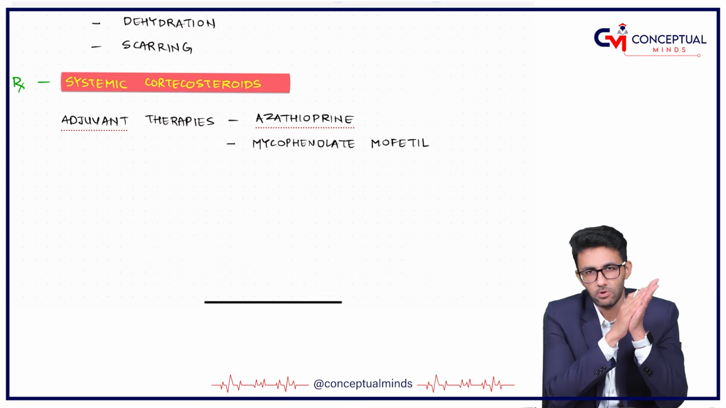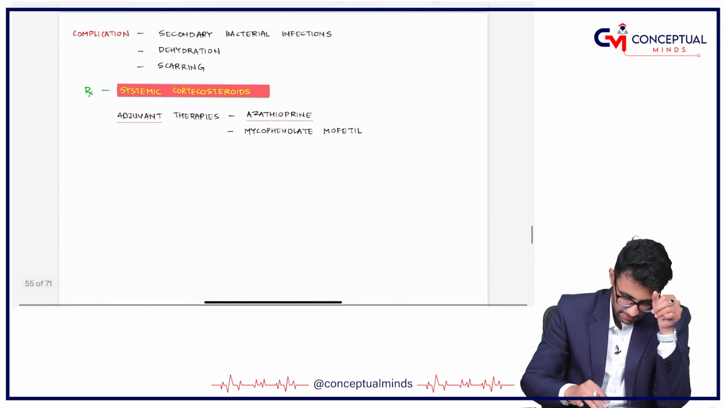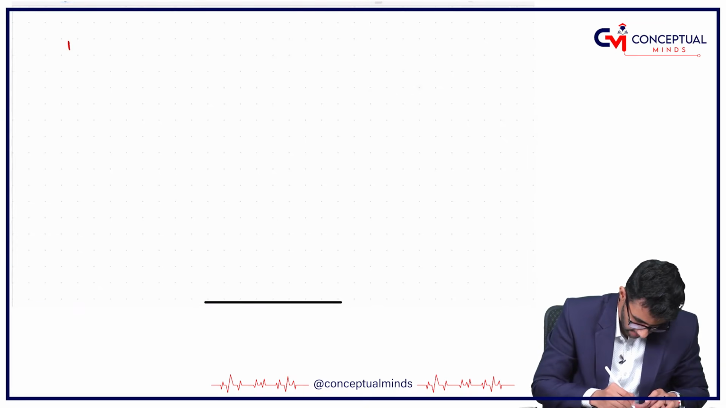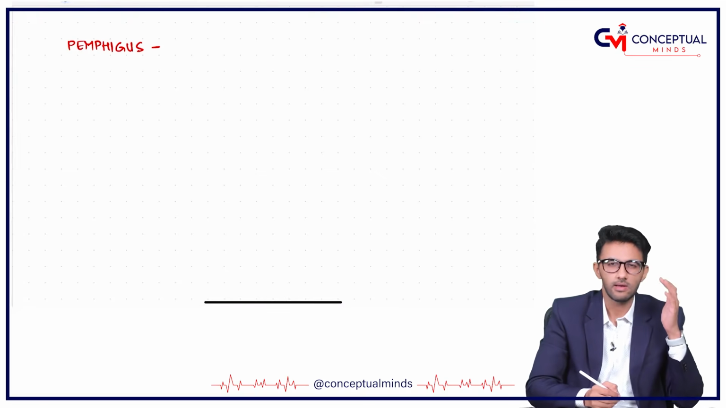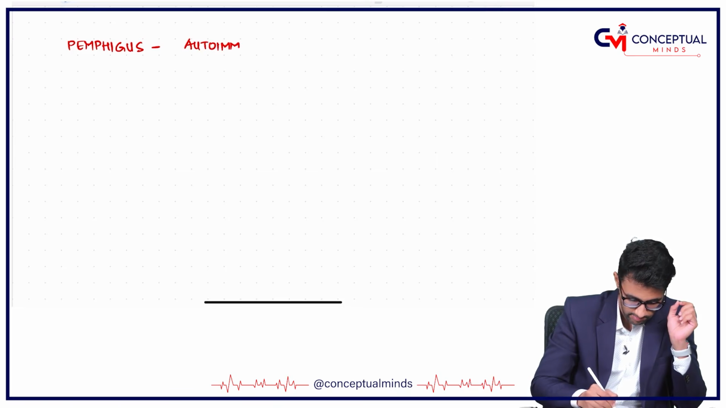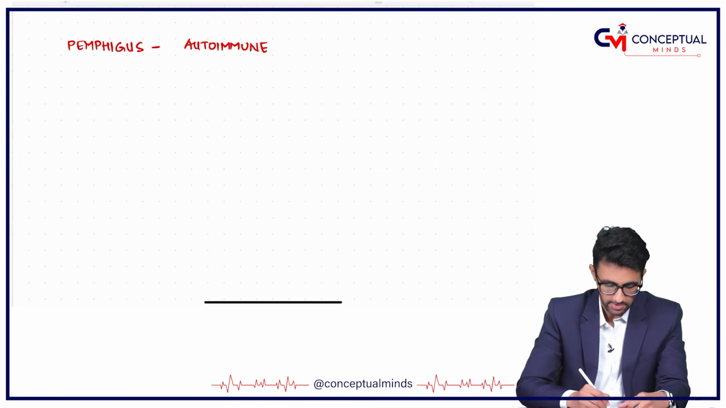Now let us take this opportunity to do a quick revision for the whole of pemphigus. First of all, we learned this is an autoimmune condition, and there is antibody against the desmoglein, right? Desmoglein.